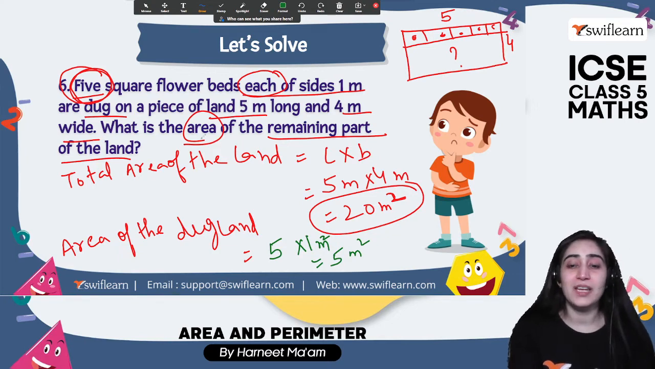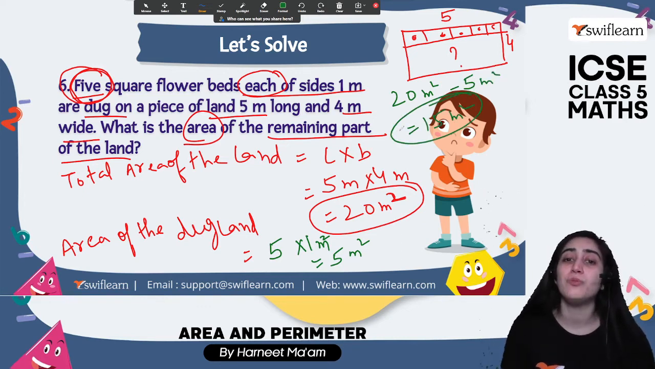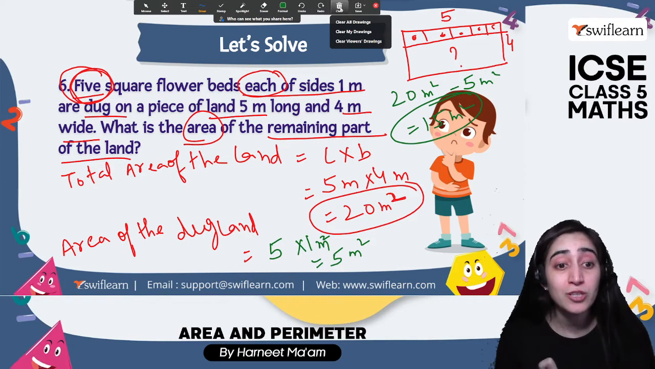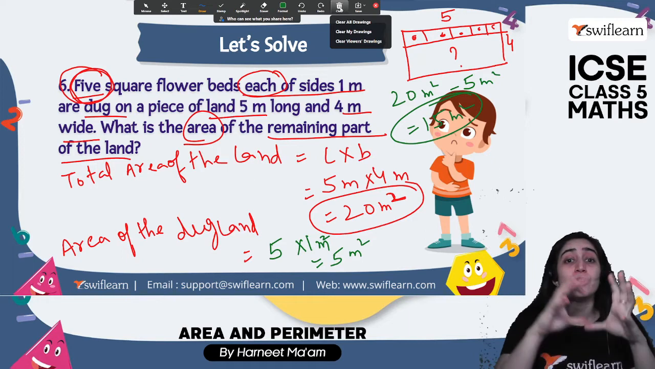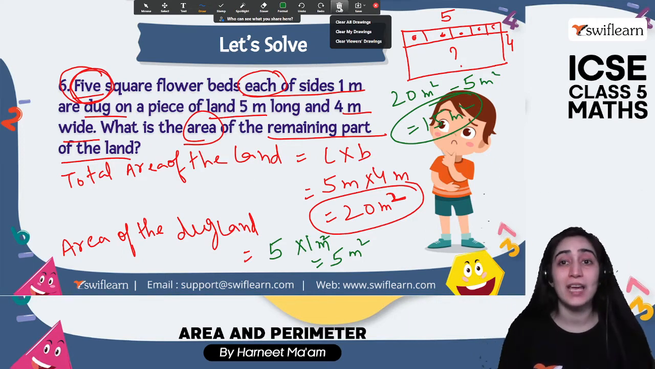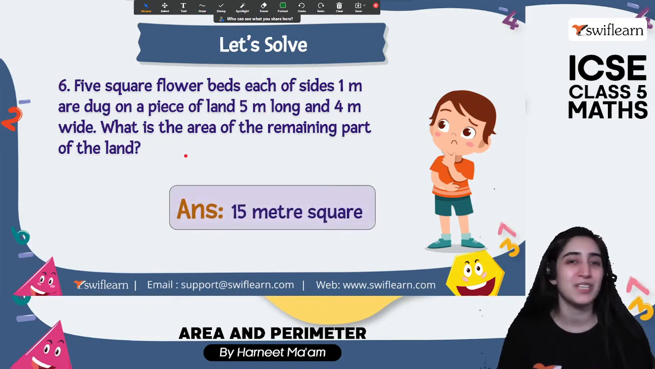Now, what is the remaining? Same logic: you'll apply 20 meters squared minus 5 meters squared, which gives you 15 meters squared as your answer, which is remaining. You'll write the statements. Remember, the statements play a very important role. You need to write that the area of the remaining part is equal to the total area of the land minus the area of the dug part, which gives you 20 minus 5 as 15 meters squared.